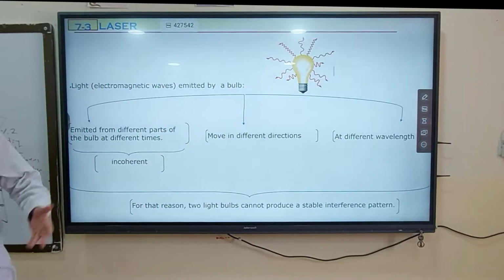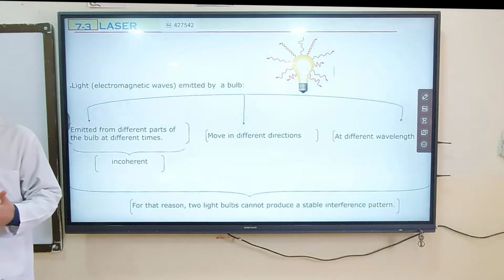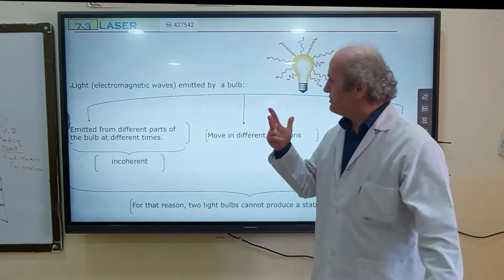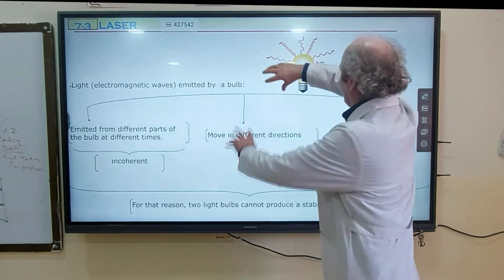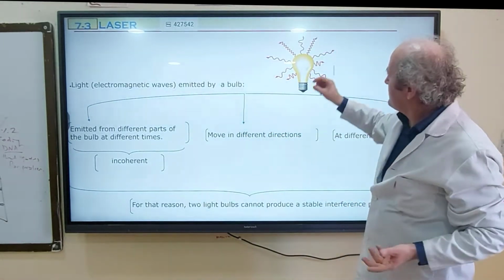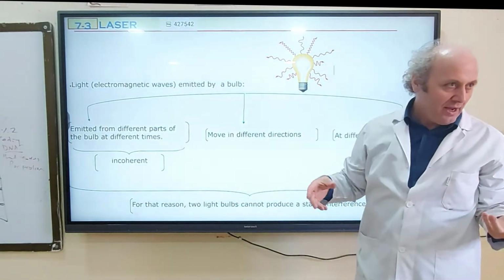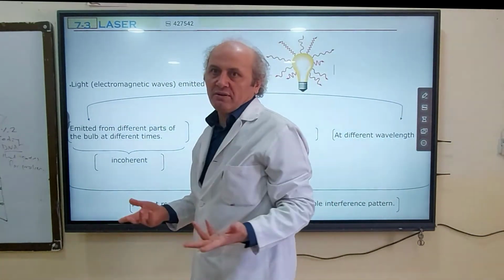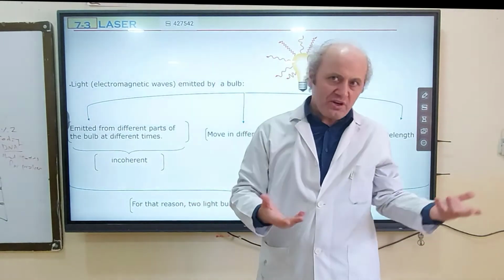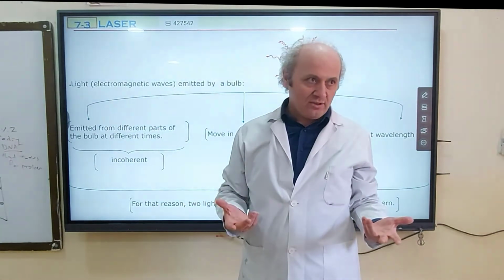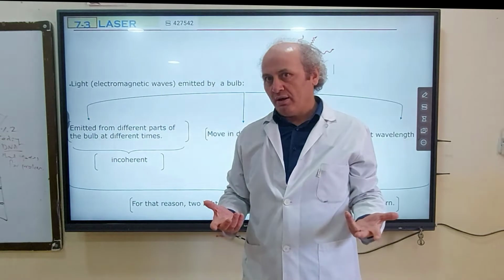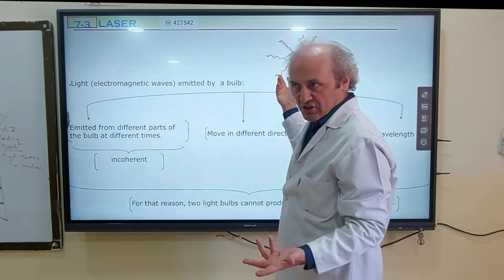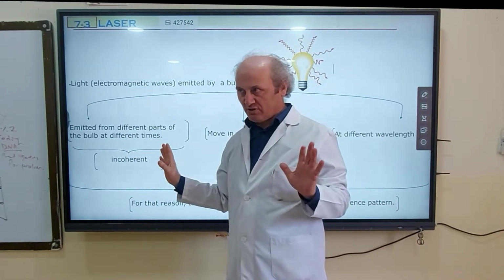Light or electromagnetic waves, or now we learned photons, emitted by a bulb, have three basic properties. One of them is, because it's a huge object, from different parts of this bulb these photons will be emitted. So different parts of the bulb are independent from one another. If the sources are independent from one another, waves cannot be coherent. So that's why photons emitted by this bulb are going to be incoherent.